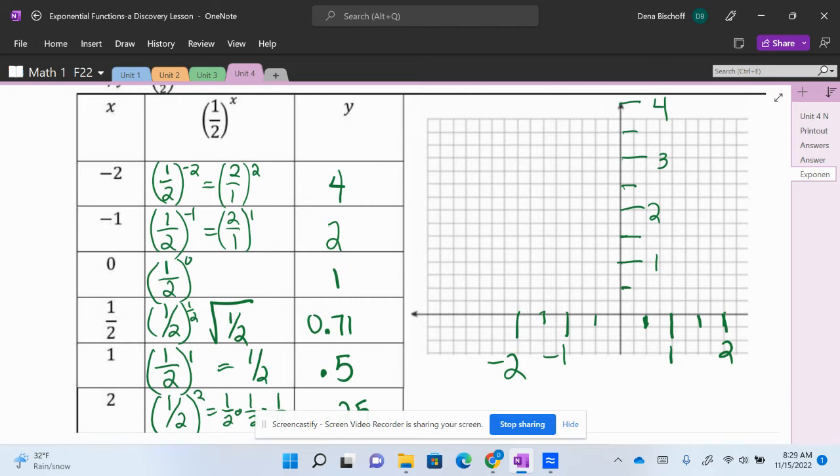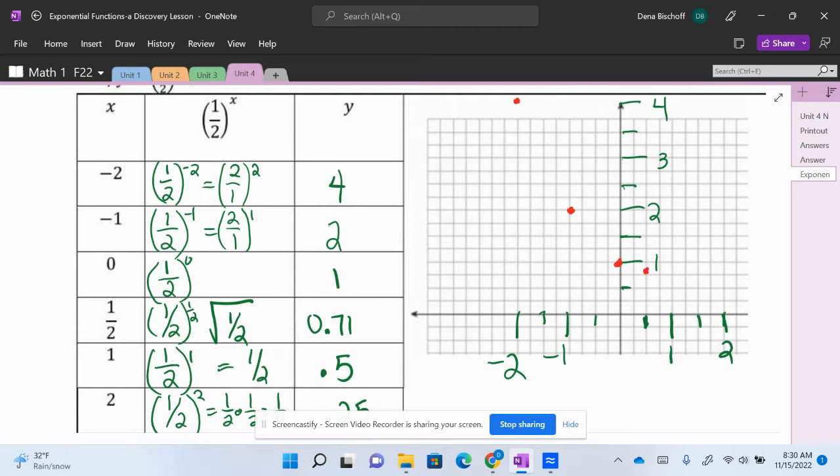And now I'm going to plot my points. So when x is negative 2, y is all the way up here at 4. When x is negative 1, y is at 2. When x is 0, y is at 1. When x is at 1/2, that's right here, y is at 0.7, so it's almost to the 1.